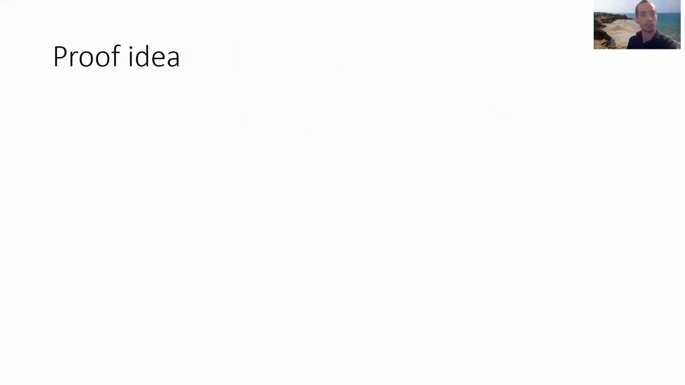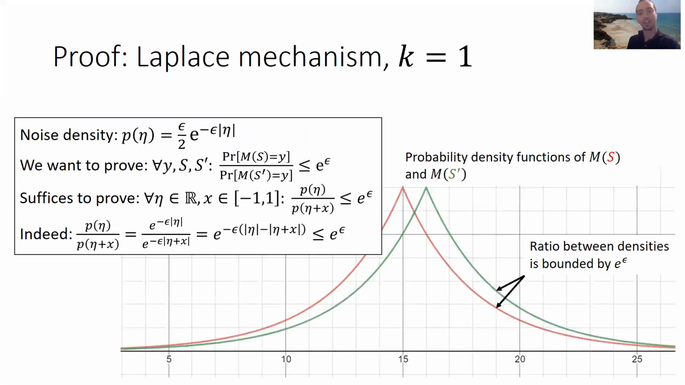So now I can move to the proof idea. First, let's discuss the Laplace mechanism with just one counting query. Here we add noise, and the density is roughly e to the minus epsilon times the absolute value of eta. We want to show that for any two neighboring data sets and any y, the ratio between the probability to output y given the first and second data set is bounded by e to the epsilon.